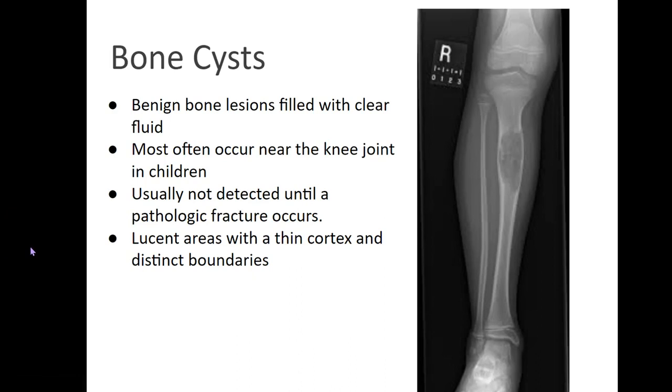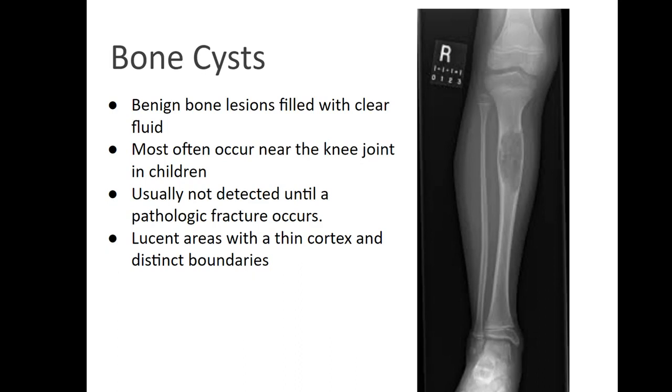Bone cysts are benign, neoplastic bone lesions. And when you hear the word neoplasm, remember that just means new growth. It doesn't mean it's malignant. We don't know if it's benign, but neoplasm means new growth. So bone cysts happen to be a growth that are benign, and they are filled with clear fluid.